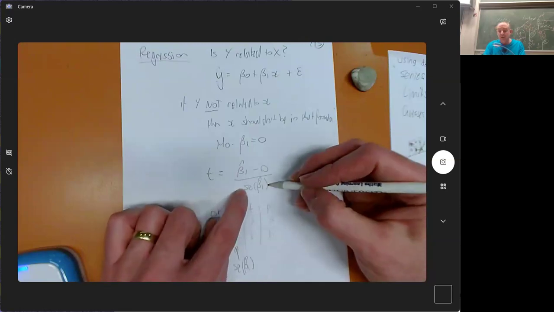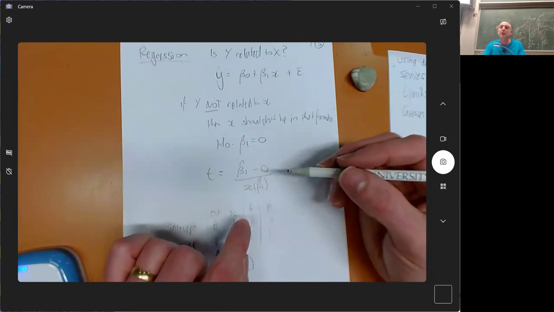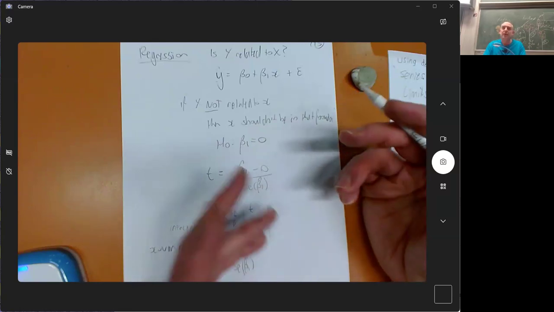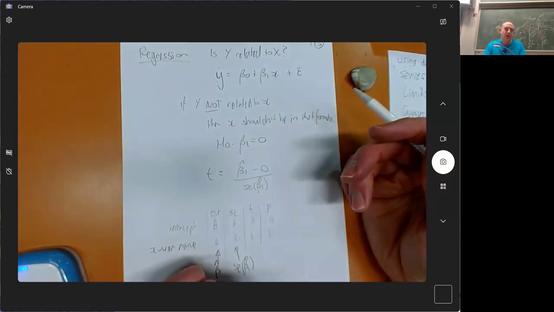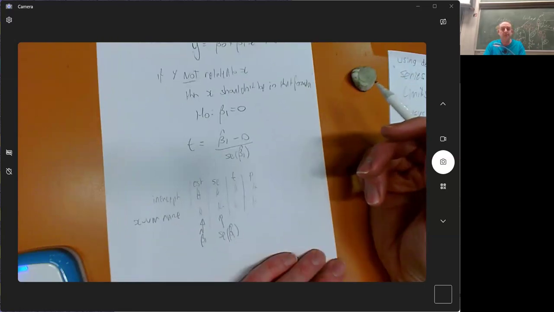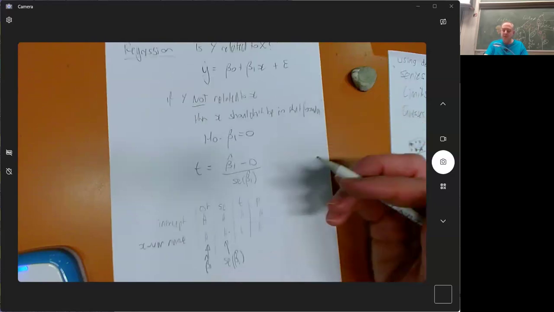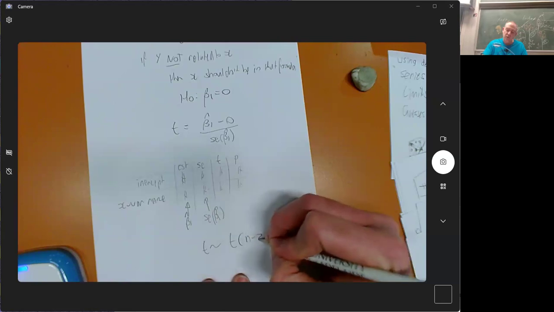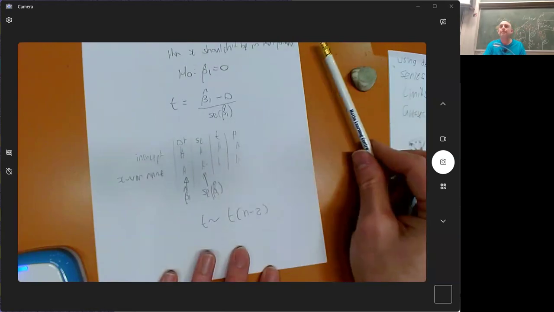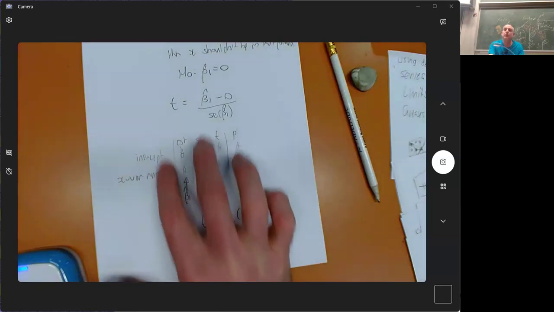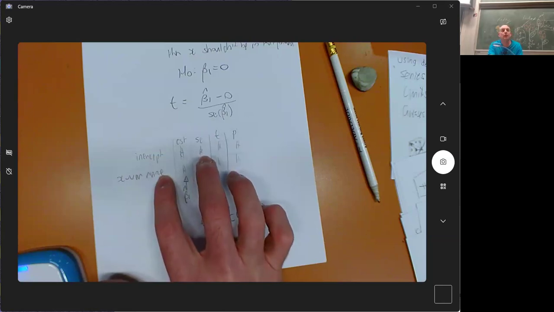And there is a formula for how to calculate this, but I don't think they give that to you, or they don't care. They might give it to you. But that's what computers are for, calculating that sort of thing. And the degrees of freedom is n minus 2. And the 2 is for these two rows.